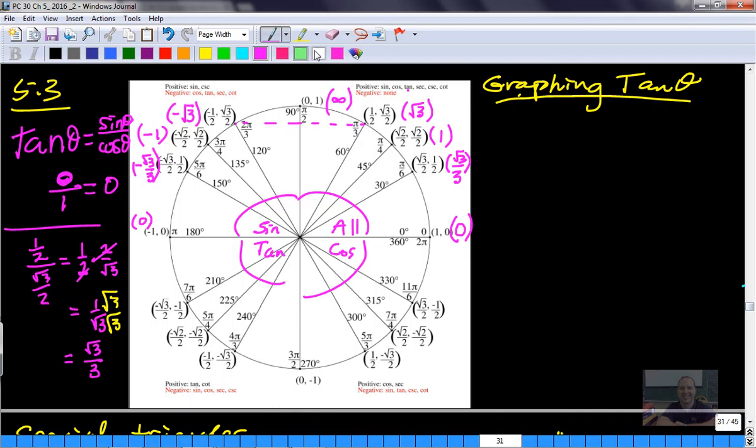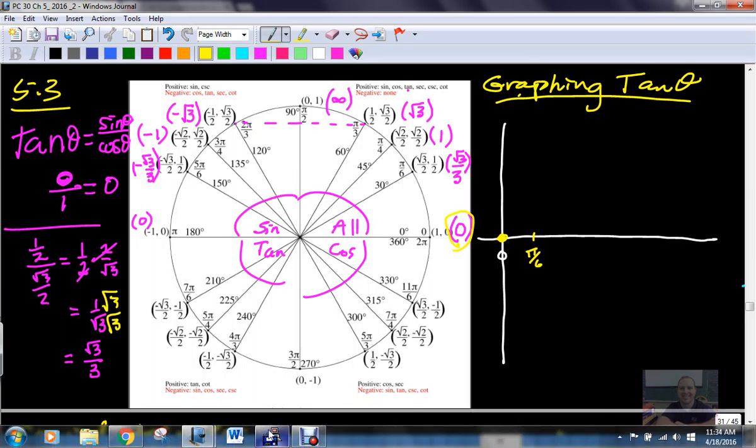Okay? So if we look over here now, let's draw our coordinate plane. Now let's start at 0, so this is 0. What is the value for tan at 0? It is 0, right? So right here. Let's go to pi over 6 now. So that's pi over 6. What's happening at pi over 6? We have root 3 over 3.